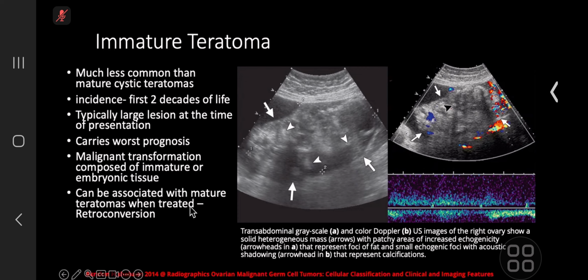It can be associated with mature teratoma when treated. So it can cause the retroconversion. This is what happened in our case. There was a retroconversion. Immature teratoma usually will have these kinds of dispersed fat and also scattered calcifications.